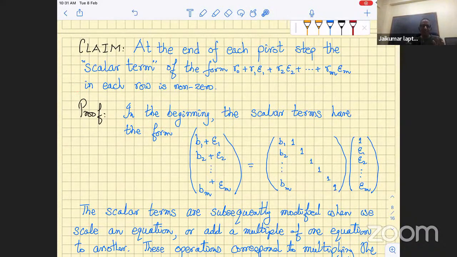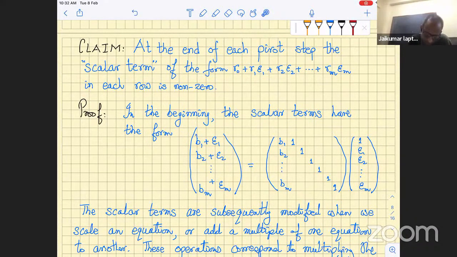Yeah. The claim says that as the simplex method proceeds, after having embedded epsilon1, epsilon2, epsilon3, various things happen, but you will not zero out that expression in the front, the scalar in the front. Okay, the constant b part, things that came from b might cancel, things that came from epsilon will not cancel. And the reason is this.